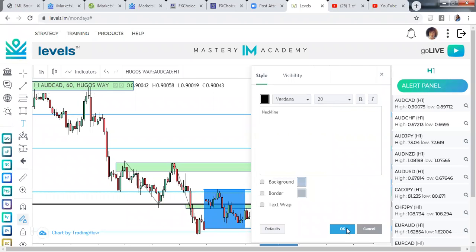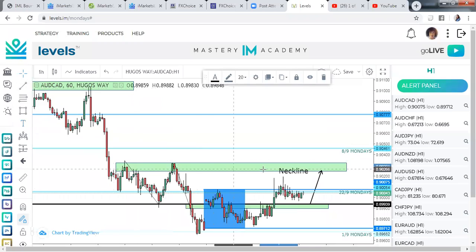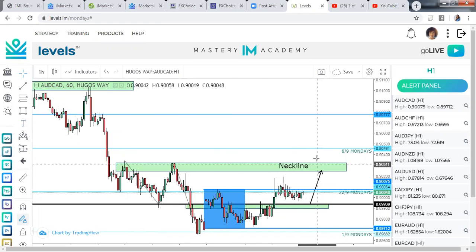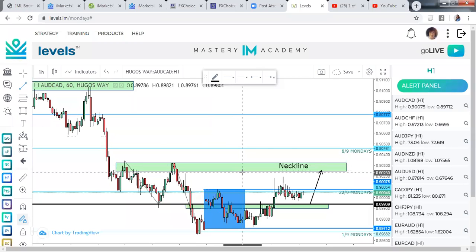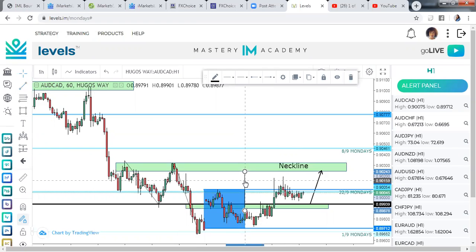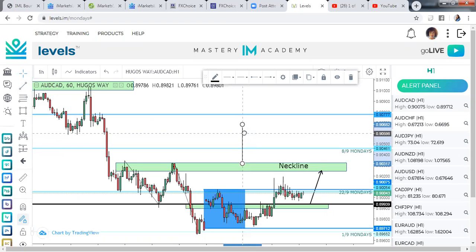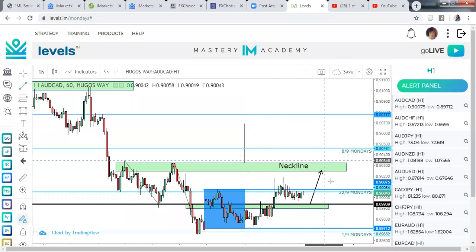We're going to master this app because I think it's phenomenal. This is your neckline, right? So when it breaks here, remember we talked about measuring the head with a trend line. Any part in here you can use to measure the head. It doesn't matter, you don't need to be accurate. Once you've measured it with a trend line, you put it on your neckline to identify where you expect the market to go.